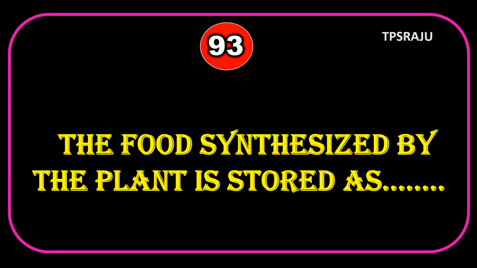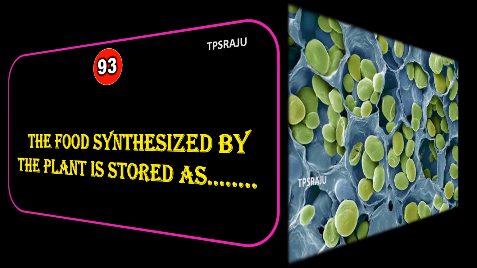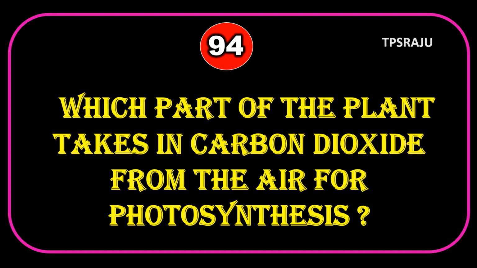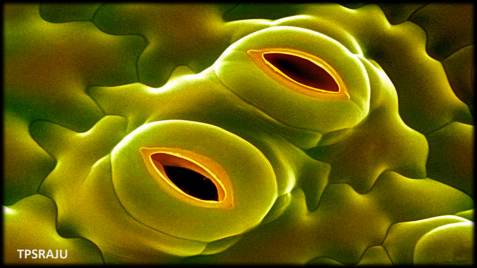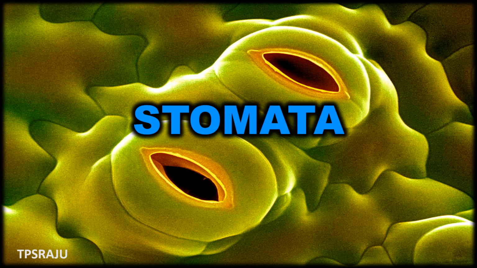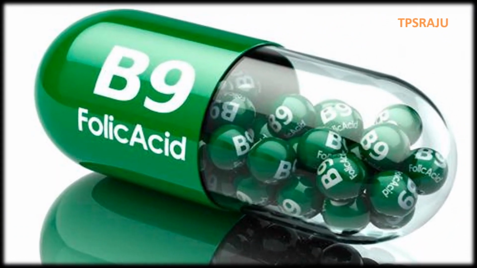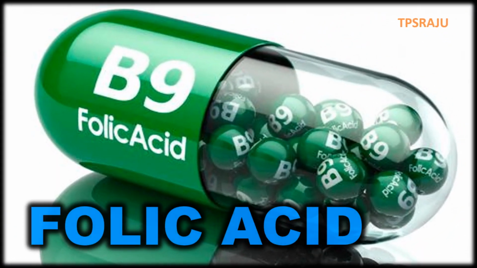The food synthesized by the plant is stored as starch. Which part of the plant takes in carbon dioxide from the air for photosynthesis? Stomata. Loss of leukocytes is due to the deficiency of which vitamin? Folic acid.